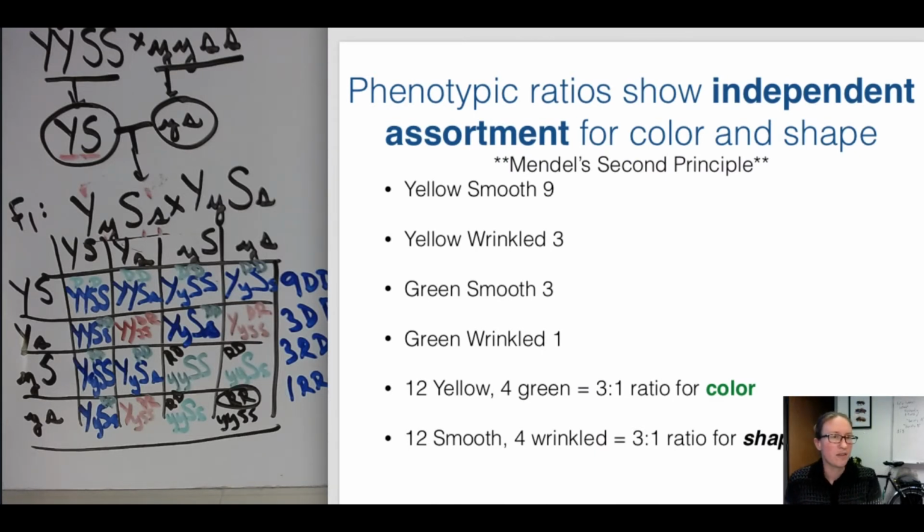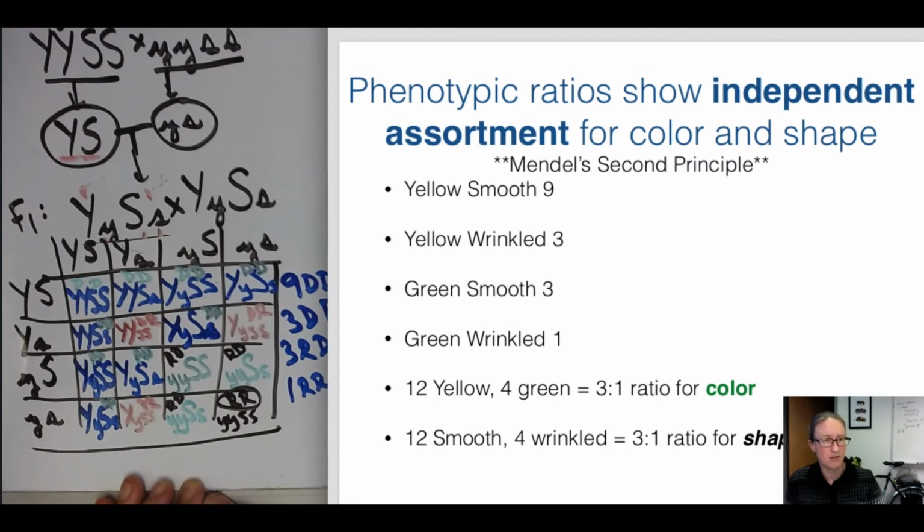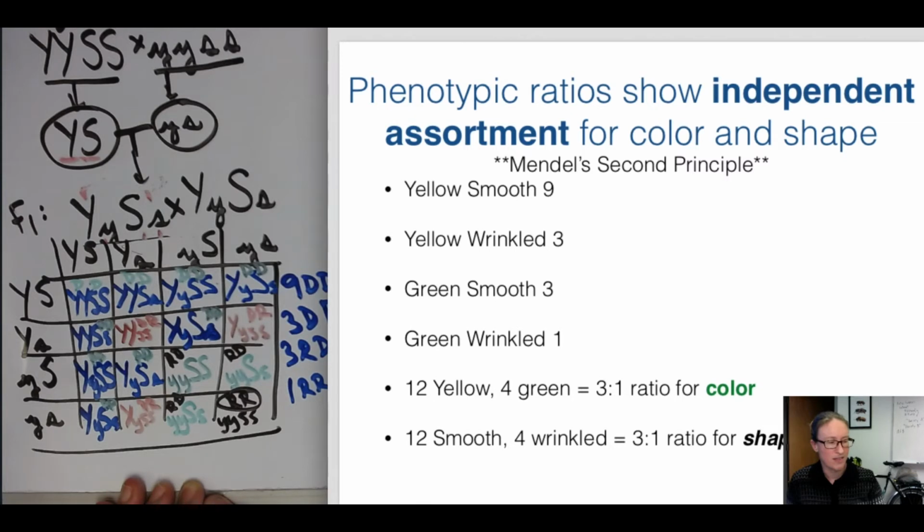Okay, and one interesting thing here is that this phenotypic ratio indicates that there's independent assortment for color and shape. And this is known as Mendel's second principle. So it isn't as though we only get yellow smooth offspring, right? We get some yellow smooth offspring, right? We get 9 yellow smooth, but we also get some that are yellow wrinkled. And then we also get some green that are smooth, and we get some green that are wrinkled.